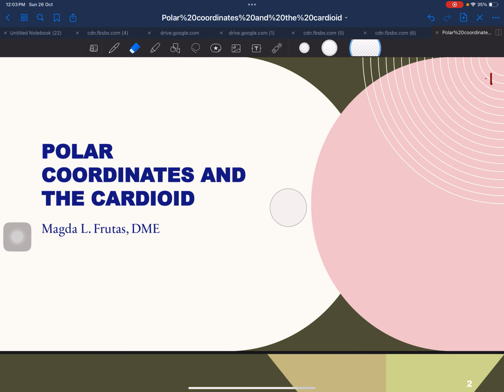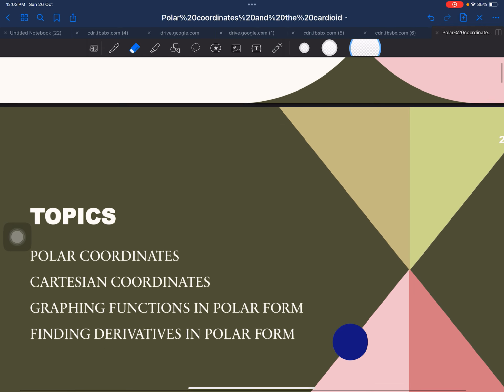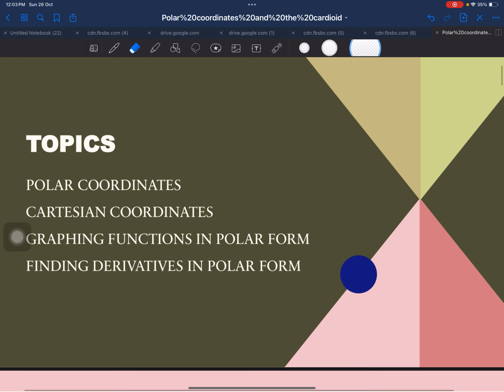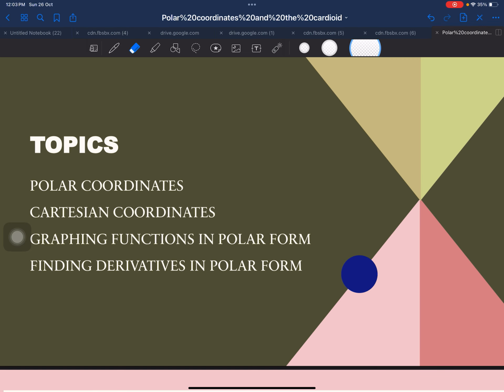Okay, so for this topic, we will discuss the following: polar coordinates, Cartesian coordinates, graphing functions in polar form, finding derivatives in polar form. And how do we convert from polar coordinates to Cartesian coordinates? How do we graph a function that's given in polar coordinates, etc.? And at the end of the lecture, we'll turn to a calculus topic, which is finding derivatives in polar coordinates. So, what are polar coordinates?